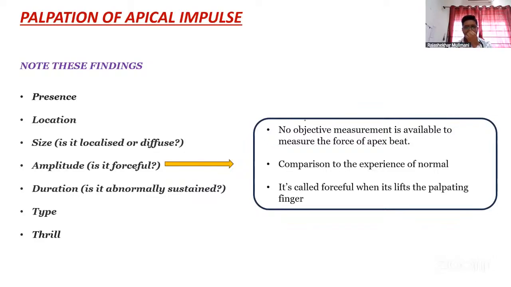Amplitude, as I said, we don't have any objective measurement. It is usually a comparison to the normal apical impulse. It is called forceful when it lifts your palpating finger. Although it is very difficult to compare and still a subjective feeling, when it lifts your palpating finger, we can call it forceful.